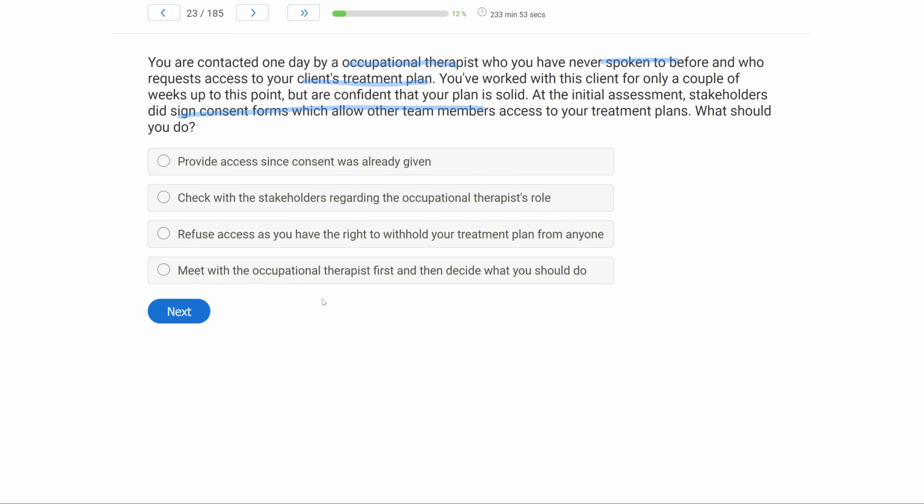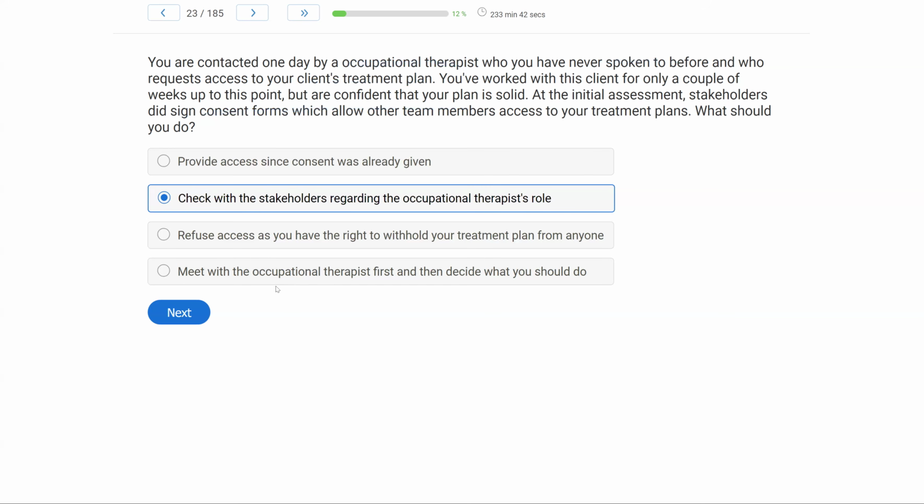D, meet with the occupational therapist first and then decide what you should do. Well, the occupational therapist is not who you need to meet with. You need to meet with the stakeholders and verify that the OT can have access to these plans.